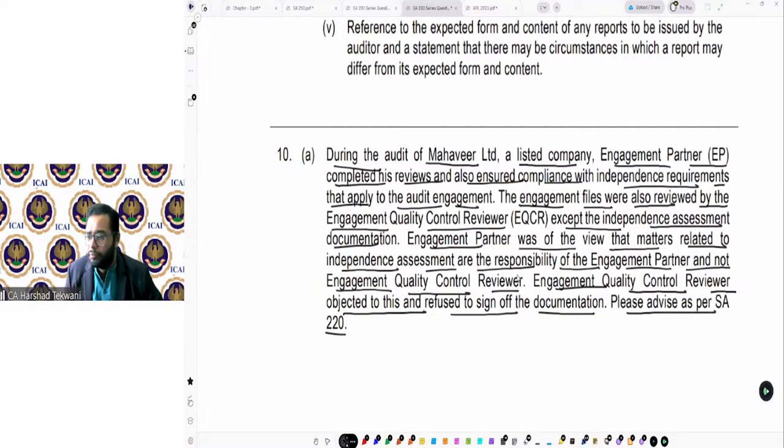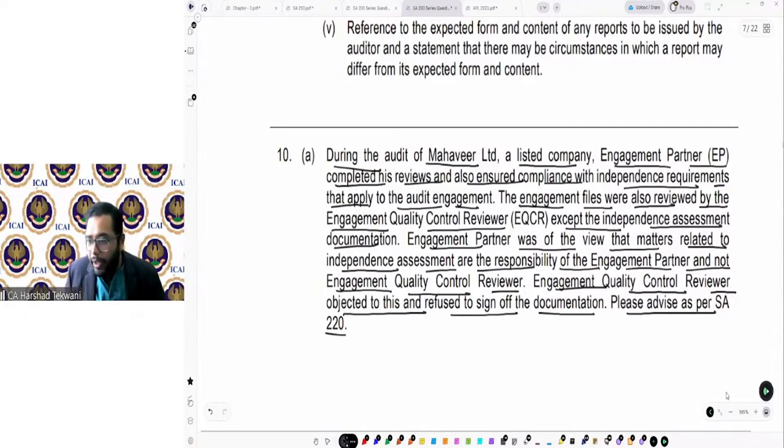Okay, let me discuss the answer here. When we discussed quality control at that point in time, we understood the responsibility of the engagement quality control reviewer. The engagement quality control reviewer is required to review the engagement team's evaluation of the firm's independence. I'm not sure that's the correct answer over here, but okay. This is as per SA 220.